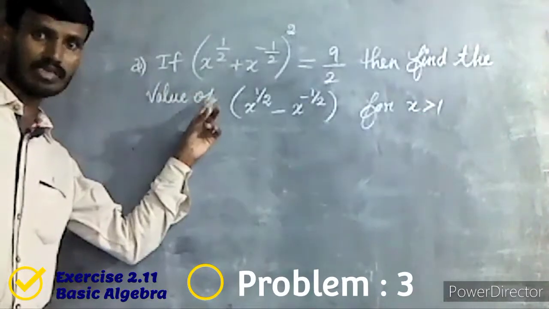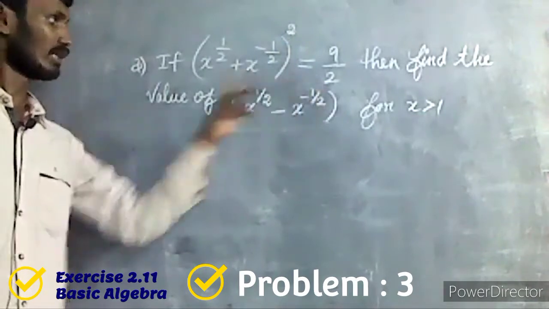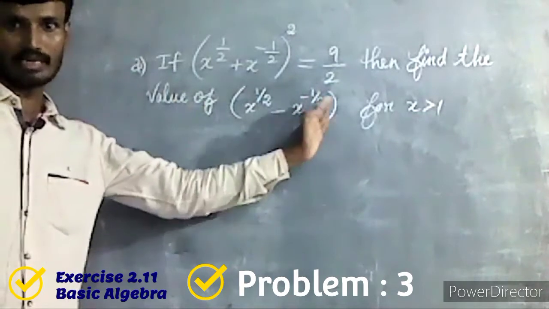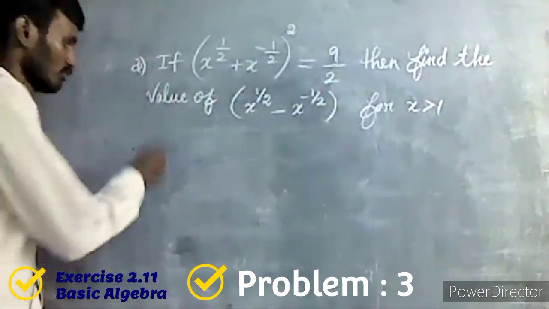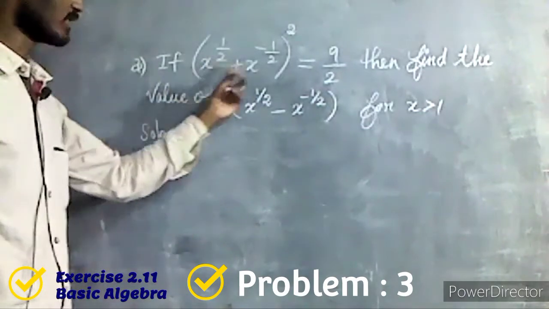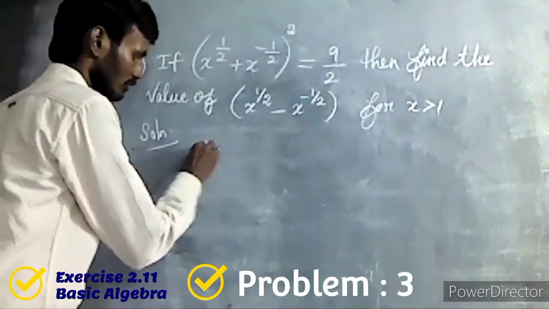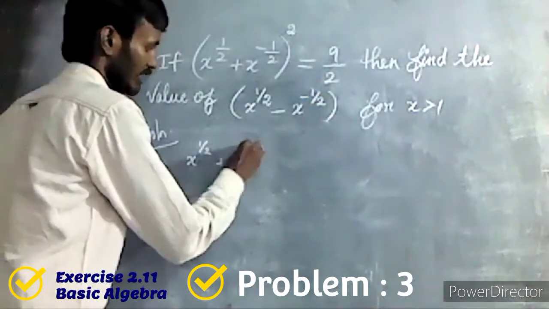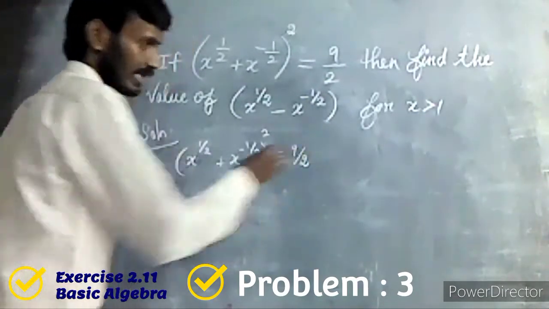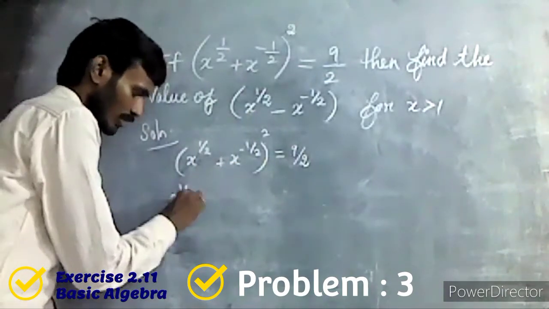The next problem: x power 1 by 2 plus x power minus 1 by 2, the whole square is equal to 9 by 2. Then find the value of x power 1 by 2 minus x power minus 1 by 2 for x greater than 1. So this is the next problem. Now let us consider the normal way of solving. This is like a plus b the whole square is equal to 9 by 2. Therefore a value plus x power minus 1 by 2 the whole square is equal to 9 by 2. This is my given data. So let us find the answer for a minus b.